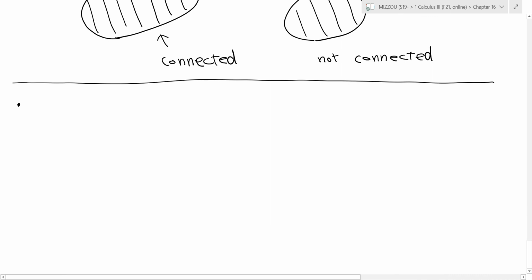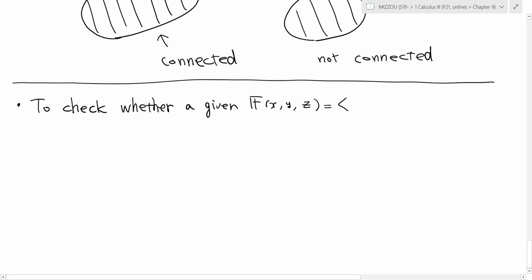All right, then finally, as the last thing in this video, let me work out one example of a vector field with three variables, namely to check whether a given vector field f of x, y, z, namely a vector field on R3, is conservative. So therefore, it has three components, P, Q, R.